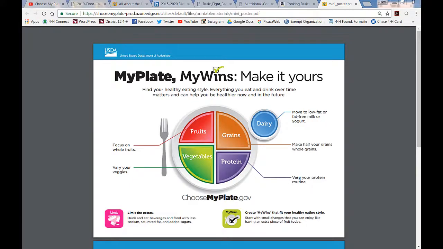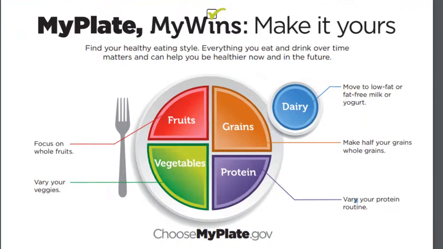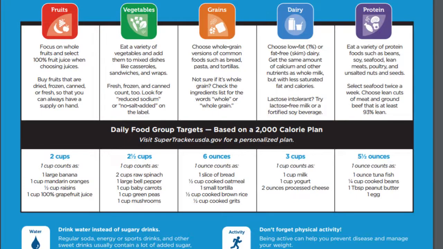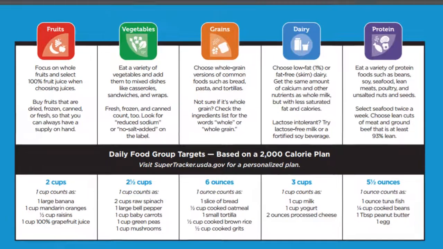Let's start with the MyPlate mini poster. This is a really simple resource to find some great information. Mostly it identifies the 5 food groups on the front of the resource. On the back, you can identify the number of servings in each group that is recommended for a 2,000 calorie diet. For example, in proteins, based on a 2,000 calorie diet, a person would need 5.5 ounces. Now that could be tuna fish, beans, peanut butter, eggs, or some other form of protein.